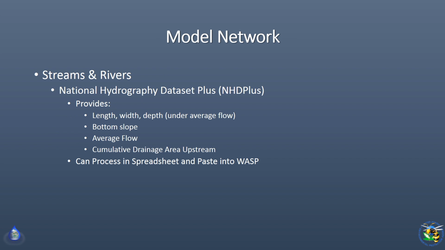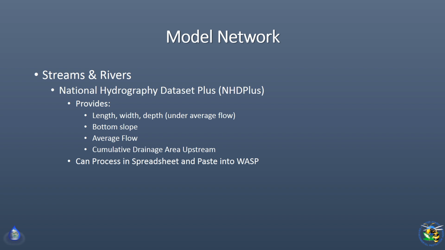So the first data type we'll talk about is the model network. For streams and rivers, we have the National Hydrography Dataset, NHD+, which has a lot of information that has been both interpolated from satellite imagery and then field verified. But what we get from NHD+ is we get lengths, widths, depths of the stream or river network under average flow conditions. They give us the bottom slope, the average flow, and the cumulative drainage area upstream.